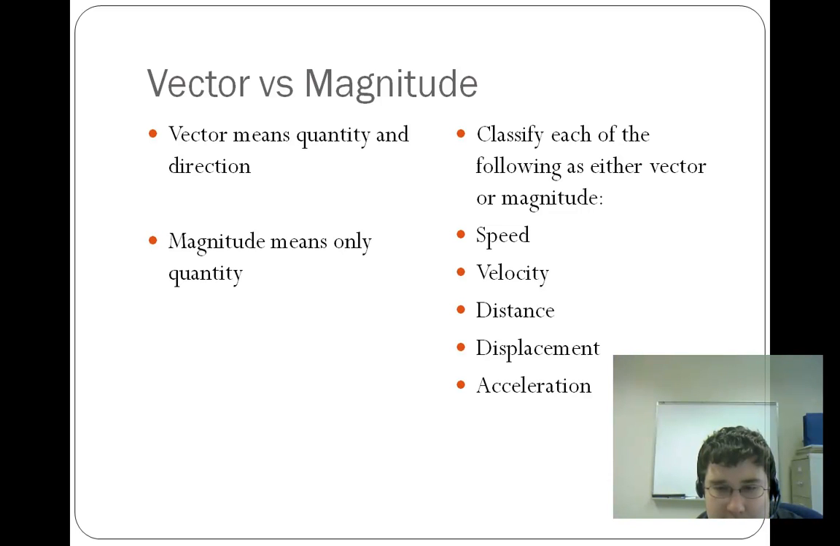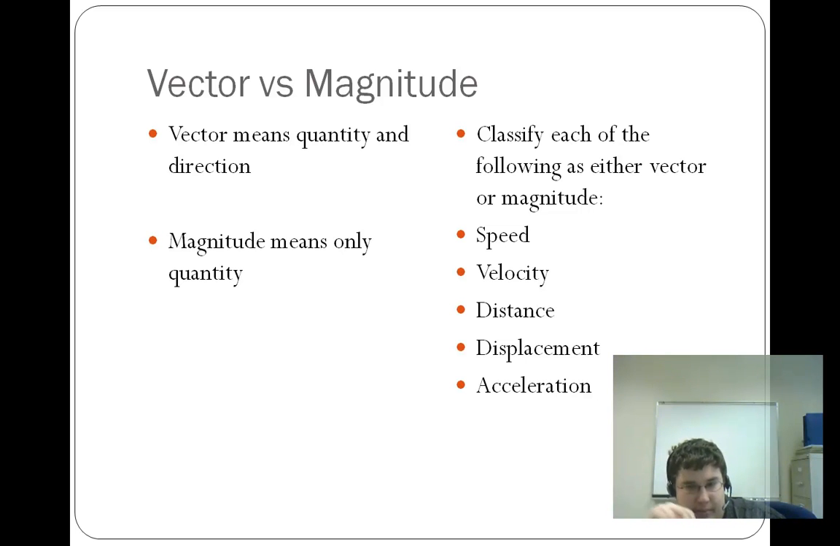All right, so what about each of those 5? Well, let's think about it for a minute. Speed means magnitude. Speed is just how fast you're going. If a cop pulls you over, he's not going to ask you which direction you were going. He's just going to ask you how fast. Velocity is how fast in what direction. Velocity is a vector.